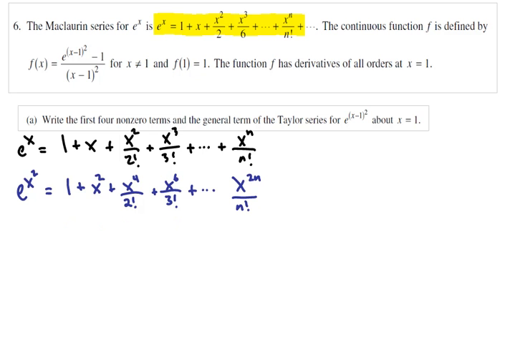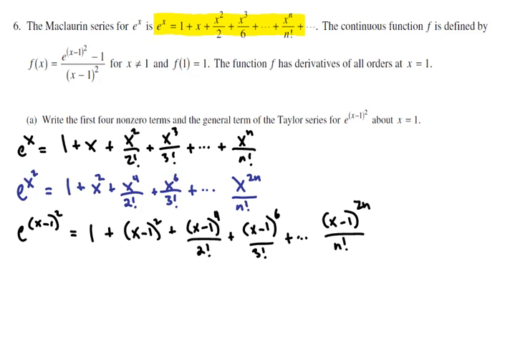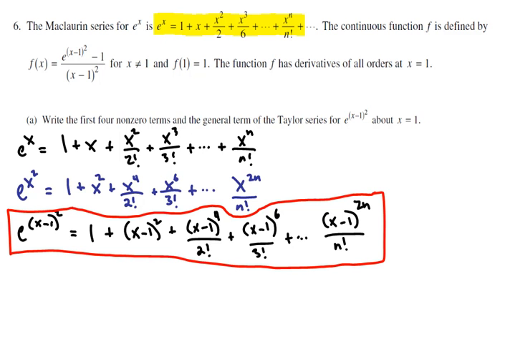Alright, the next thing that we're going to do is shift this over to the right, and find out what e to the x minus 1 squared is. And for that, wherever we see x now, we're just going to replace it with x minus 1. And so that gives us 1 plus x minus 1 quantity squared plus x minus 1 to the fourth over 2 factorial plus x minus 1 quantity to the sixth over 3 factorial, etc. And so that is the answer for A. So we'll take a second to take that in.